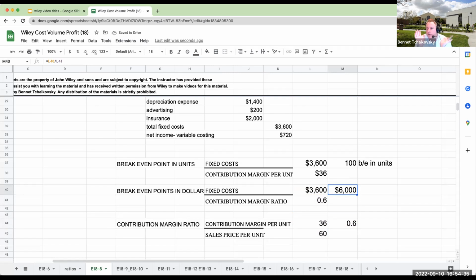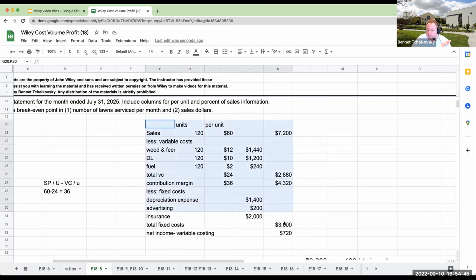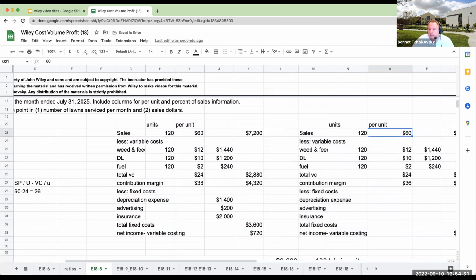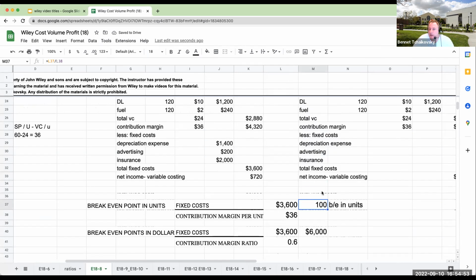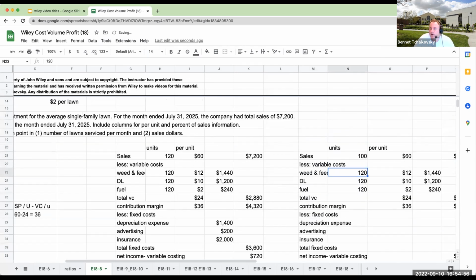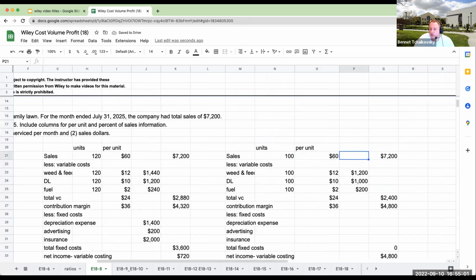Now, the most important thing you can do when you're going through and doing these questions, and I always tell my students this, don't take it for granted, work it through. What do I mean by that? Well, make sure it works. We're saying that if we reach break even, we have to sell 100 units. So let's put in 100 on each one of these here. Right, so if I put in 100 on each one of these here, 100 times 60 is 6,000. 100 times 12 is 1,200. 100 times 10, 1,000. 100 times 2 is 200.